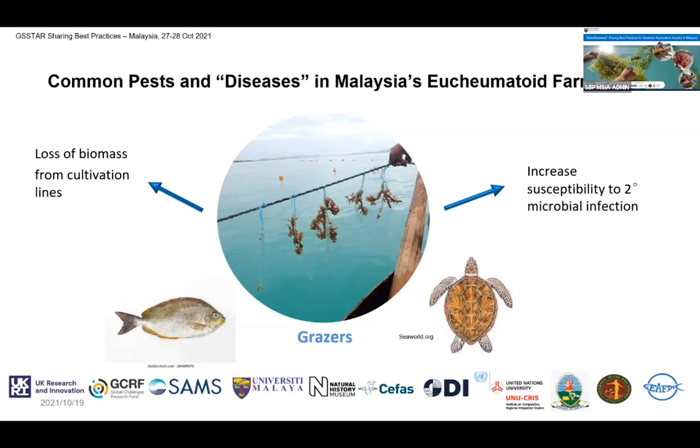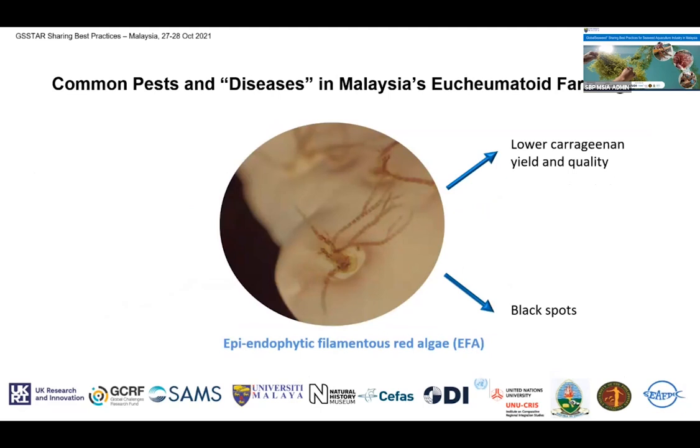Innovative designs of cages and nets have been reported to be effective against grazers in seaweed farms in Indonesia. Studies have shown that epiphyte infestation decreases carrageenan yield and quality, and leaves black spots on the seaweeds when dry, and this results in a lower selling price.